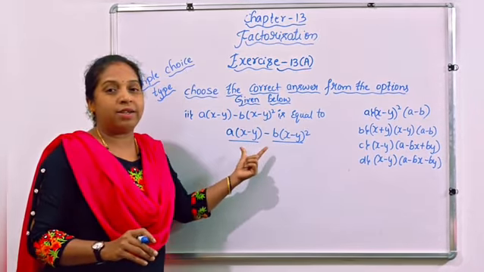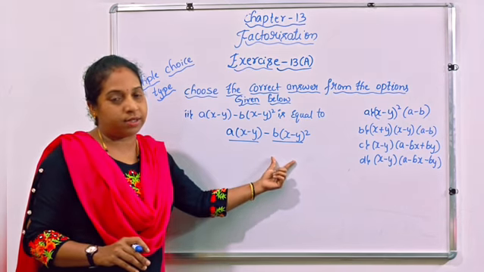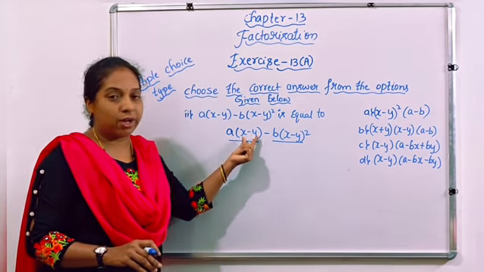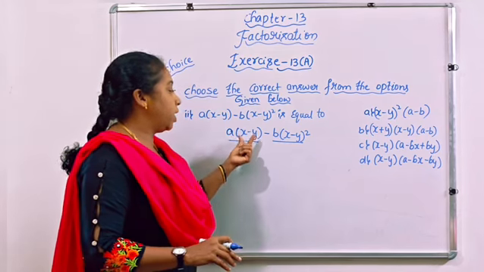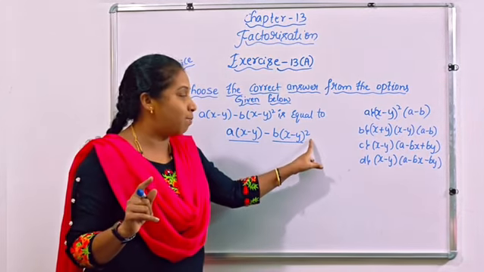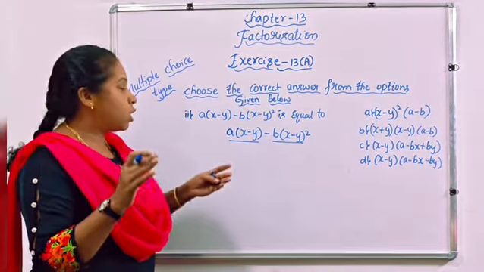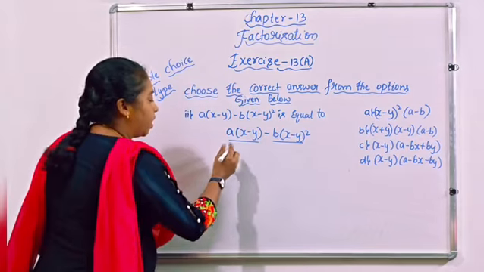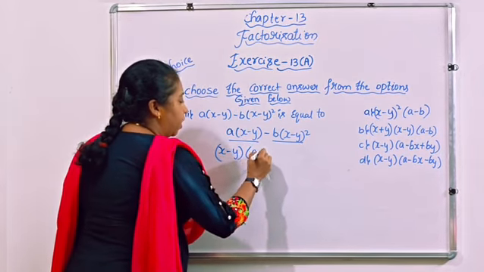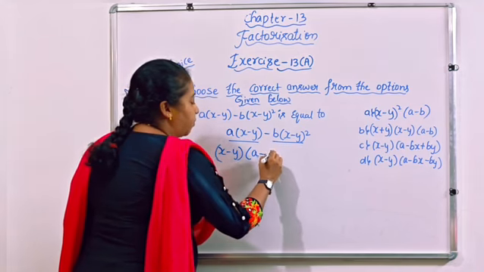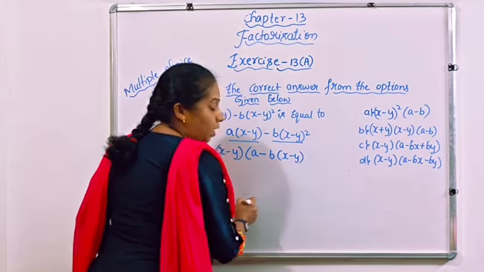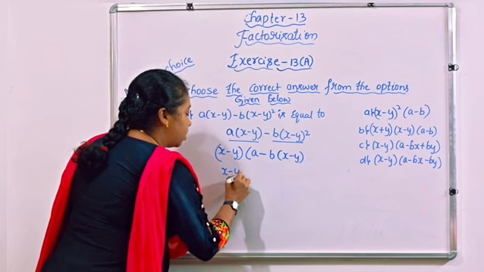Which will be the common factor in both the terms? You can find out: x minus y will be the common. Here x minus y is repeated 1 time and here x minus y is repeated 2 times, since power 2 means it is repeated 2 times. If I take 1 time common, that is x minus y, then the remaining is a minus b, and the remaining x minus y is another 1 time.